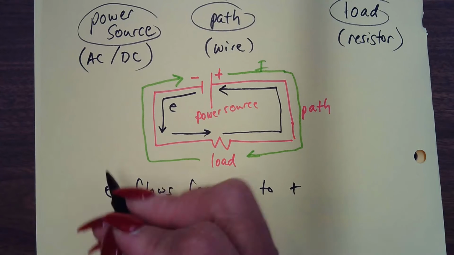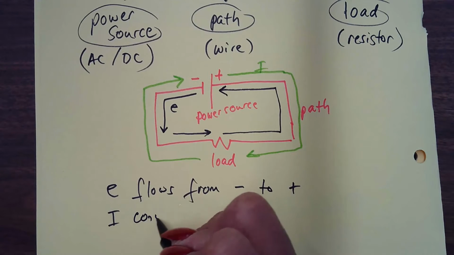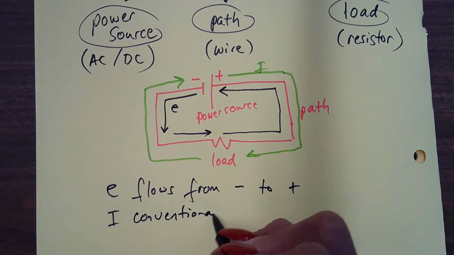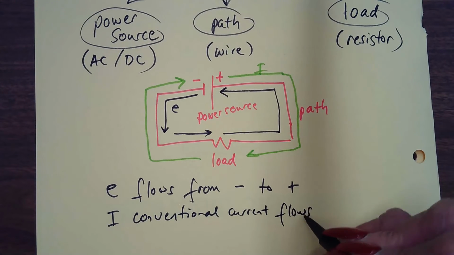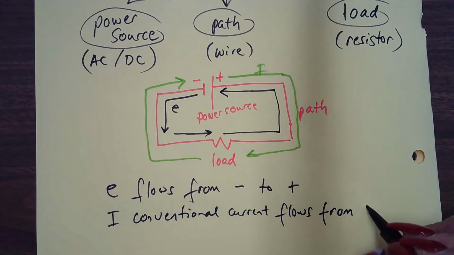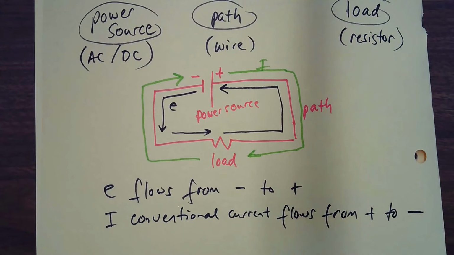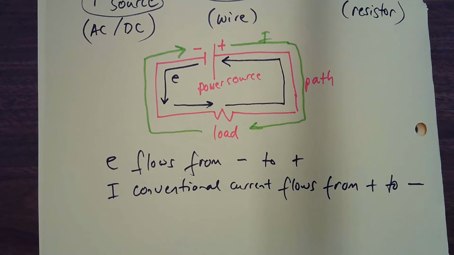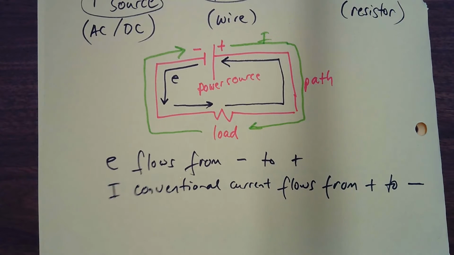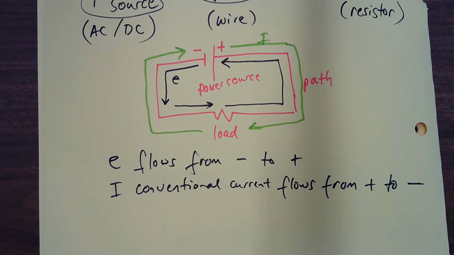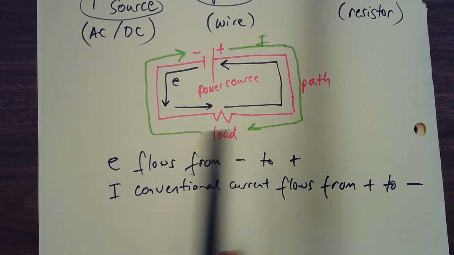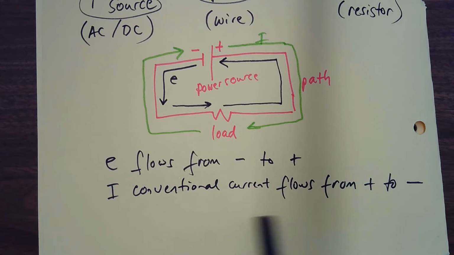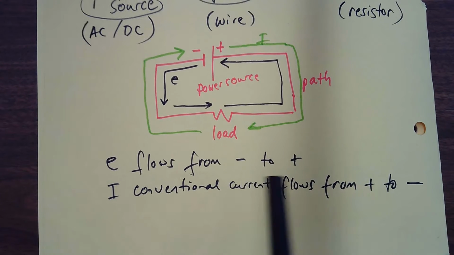I is called the conventional current, and it flows from positive to negative. That's just the conventional current flow, and it's actually not the way it should be, but that's the way it's been taught, and we haven't changed that. At the high school level, we go with this flow: current is positive to negative, and electron is negative to positive.